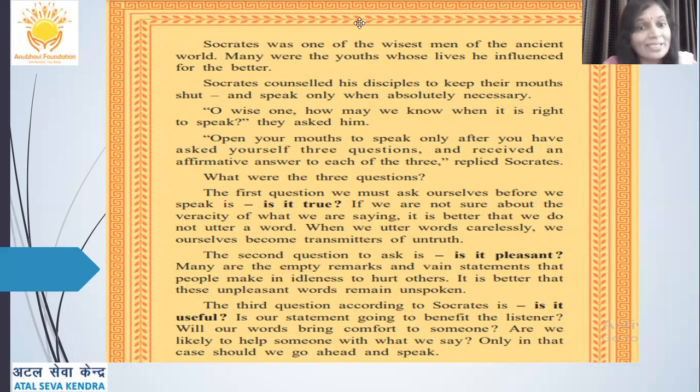What were the 3 questions? The first question we must ask ourselves before we speak is, is it true? If we are not sure about the veracity of what we are saying, it is better that we do not utter a word. When we utter words carelessly, we ourselves become transmitters of untruth. The second question to ask is, is it pleasant? Many are empty remarks and vain statements that people make in idleness to hurt others. It is better that these unpleasant words remain unspoken.